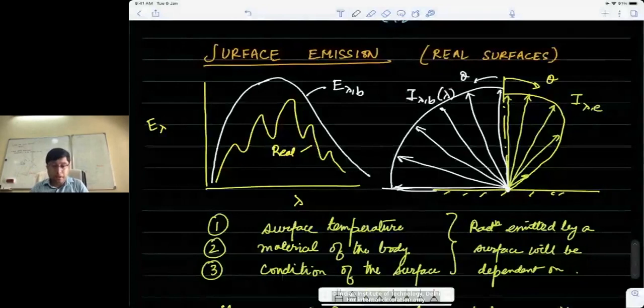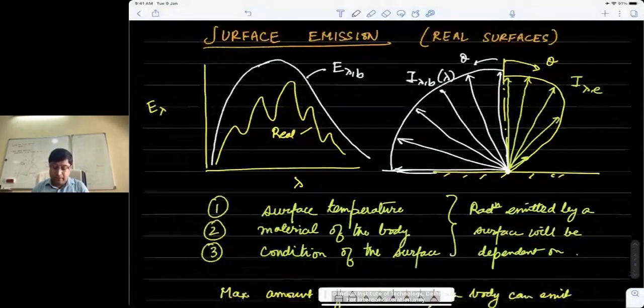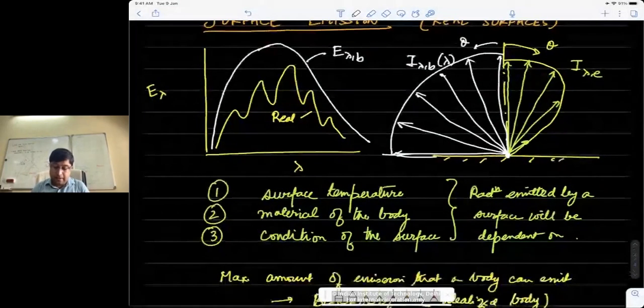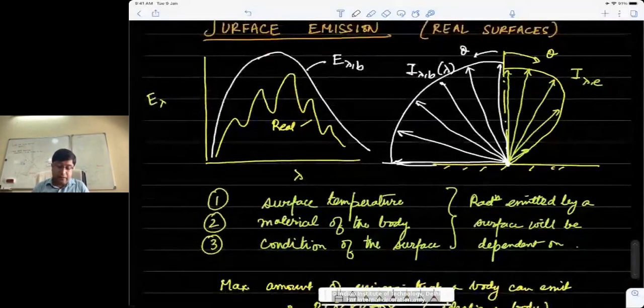So using this benchmark, we can then define certain properties of these surfaces. Now, the last thing, before I define any property, the last thing I want to say about a black body is that there's a notion that any surface that is black is a black body, or whatever appears black to the human eye is a black body. Now, that is not correct.